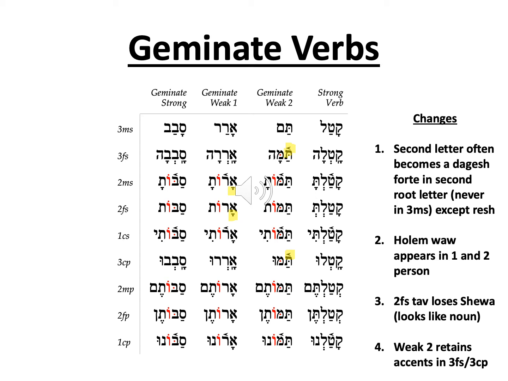In some cases, for instance, the weak 2 geminates here on the chart will retain the accent on that second position in the 3fs and the 3cp, instead of going all the way to the end of the verb. Instead, it exists in the second to last syllable.